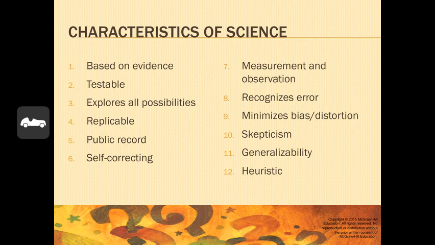Number nine, minimizes bias and distortion. We try to be objective through empirical evidence, through rigorous methods. That also helps us, in addition to avoiding error, helps us to remove any personal influence or personal perception flaws. And ten, there is always an element of skepticism. We test every assumption. We don't rule anything out until we can test it or disprove it.